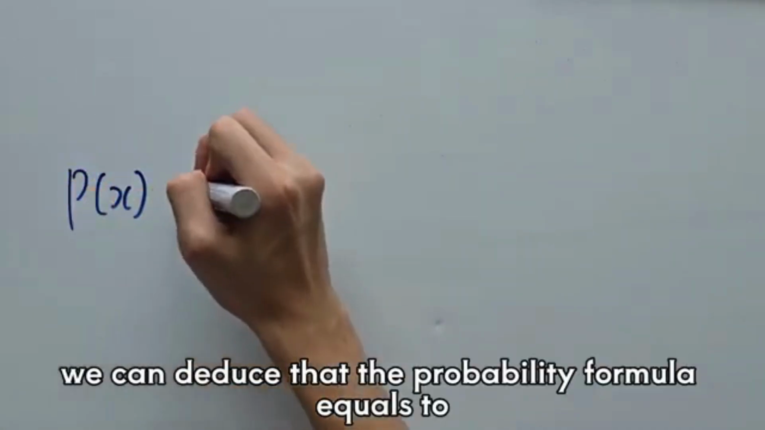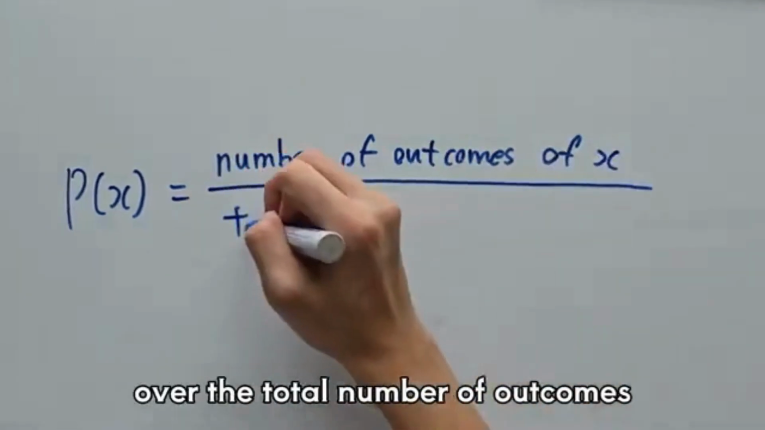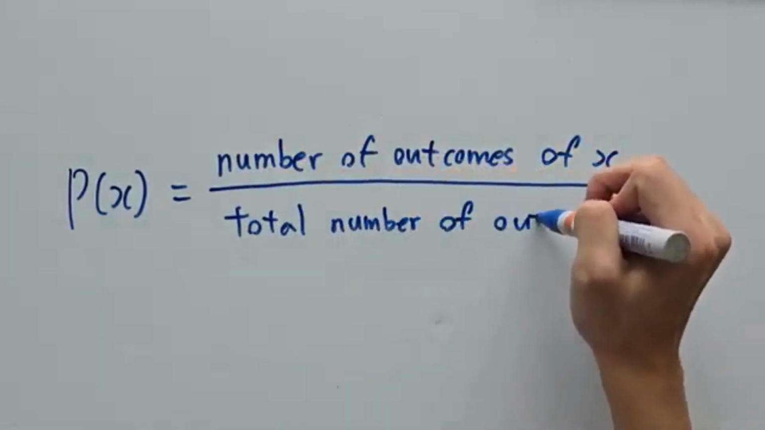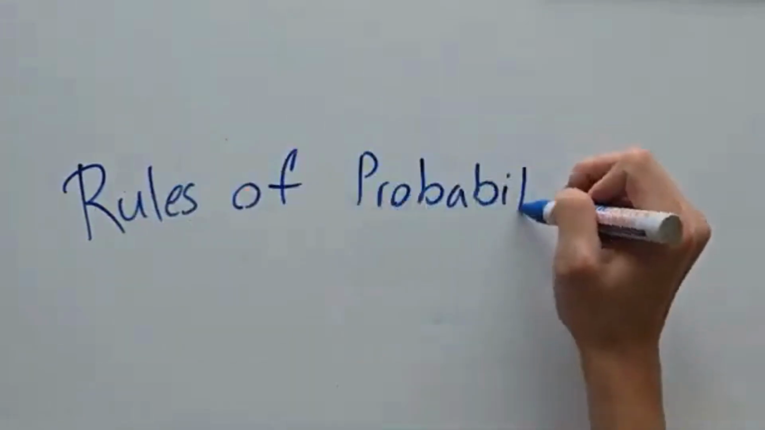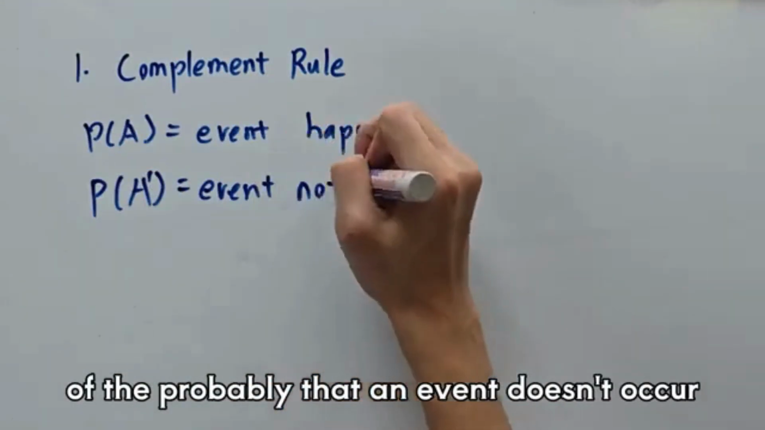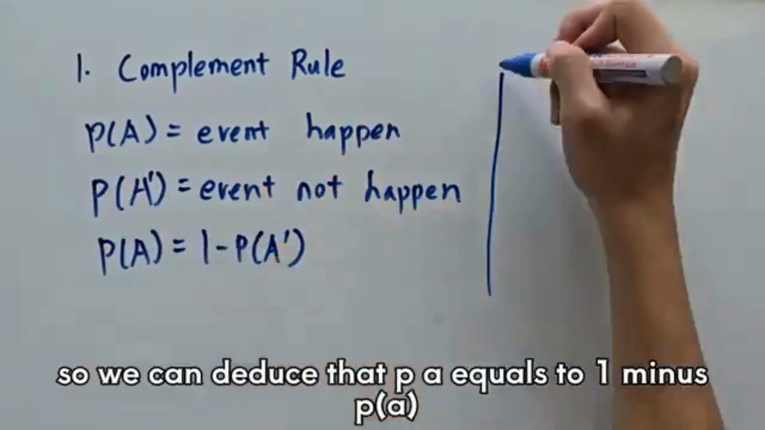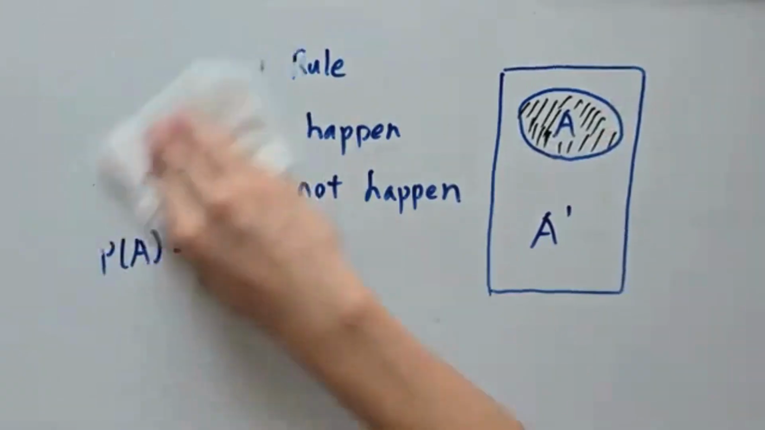Now we can deduce that the probability formula equals the number of outcomes of X over the total number of outcomes. Moving on, let's talk about the rules of probability. The complement rule usually refers to the complementary event, the probability that an event doesn't occur. So we can deduce that P(A) equals 1 minus P(A complement).